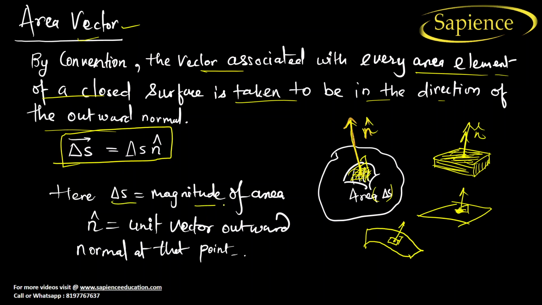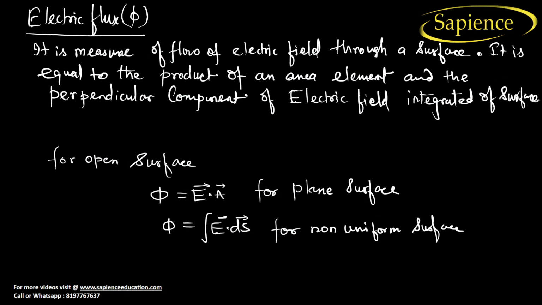So del x is the magnitude of the area, del S, n cap is the unit vector outward normal at that point. So I hope you have understood the area vector, right? Now let us go for the next, electric flux. Electric flux, see, very important.